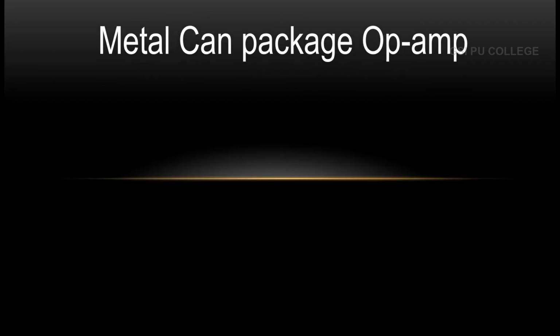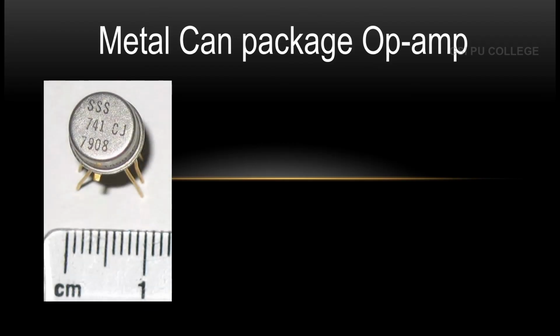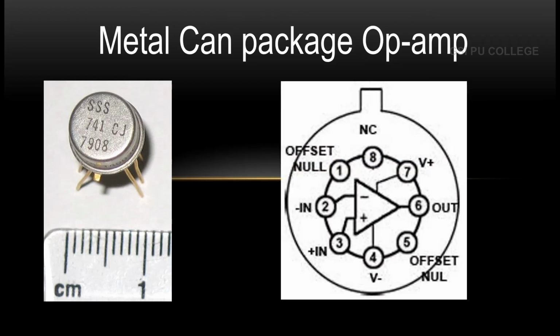The other package of op-amp is the metal can package op-amp. This is nothing but a general purpose op-amp itself, that is the 741 IC, but that 741 IC is available in the form of a metal can, which is available these days in several different versions and in a variety of package designs, including the 8-pin DIL package, which we have already discussed in the earlier sessions. So this is an 8-lead TO-5 package. The TO-5 is a through-hole device enclosed in a metal can with 8 leads, also called terminals.